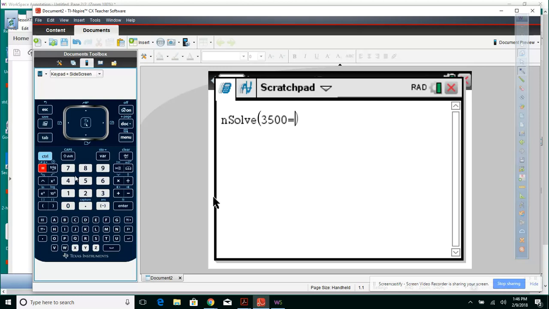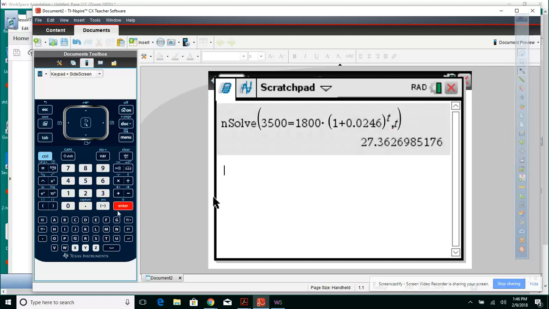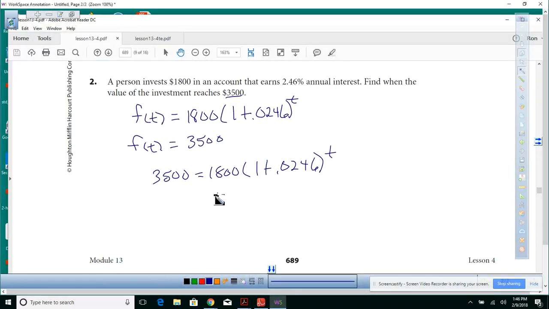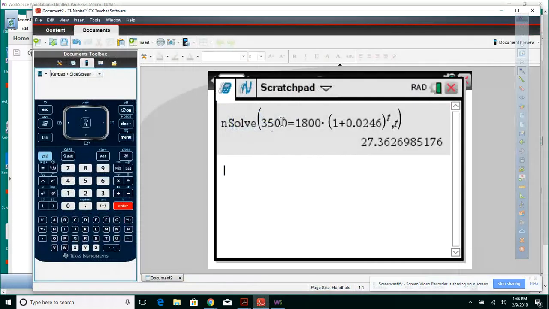equals 1,800 times, open parentheses, 1 plus 0.0246, close parentheses, caret, and now we can use t. Don't forget to comma t, so we tell the calculator what we're looking for. And we get 27.36. So t equals 27.36. And I just want to show you if you do it in the graphing calculator.